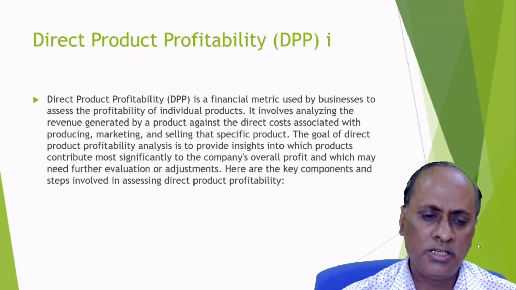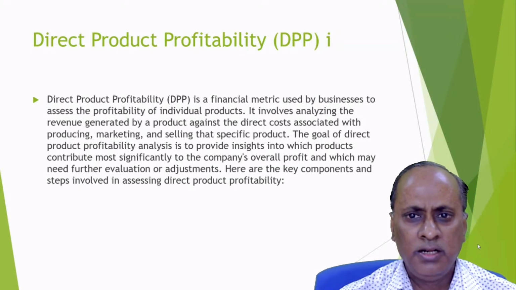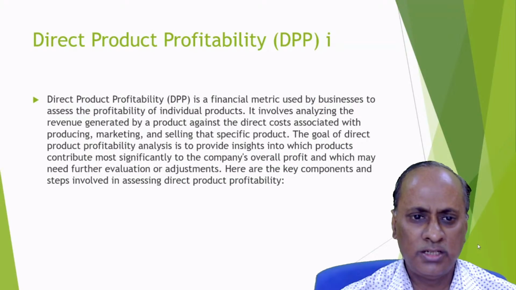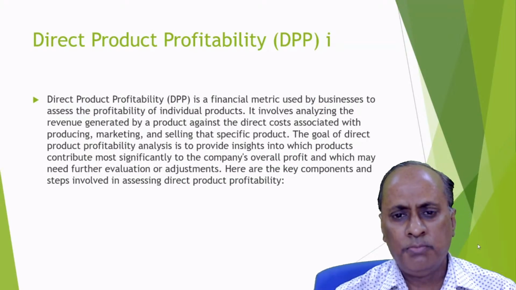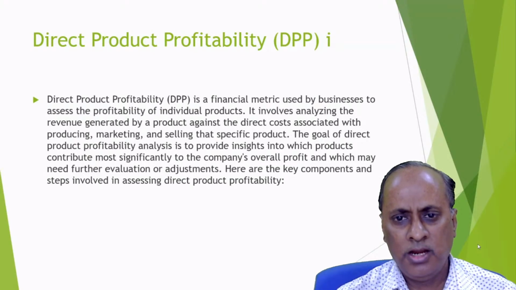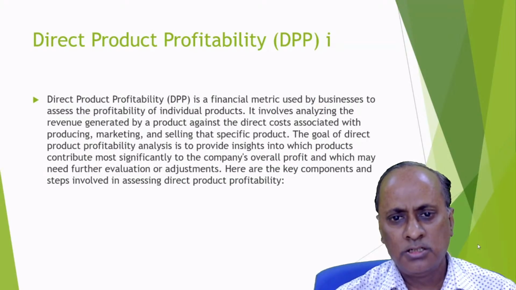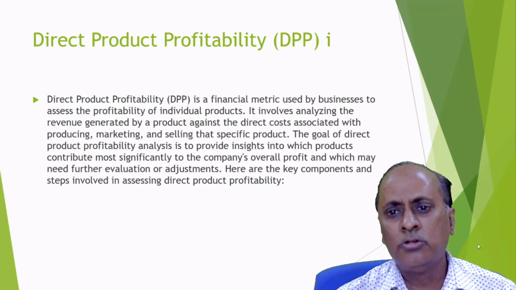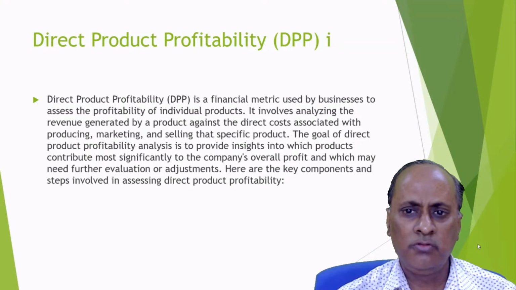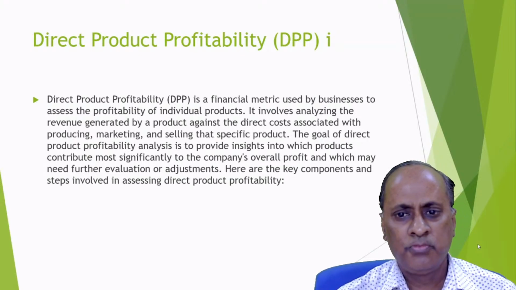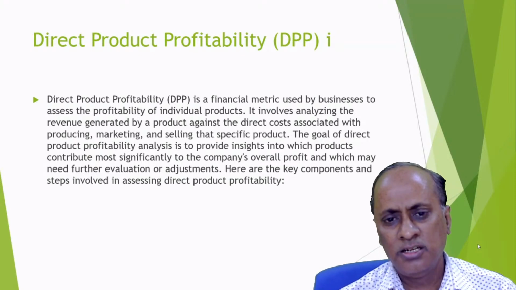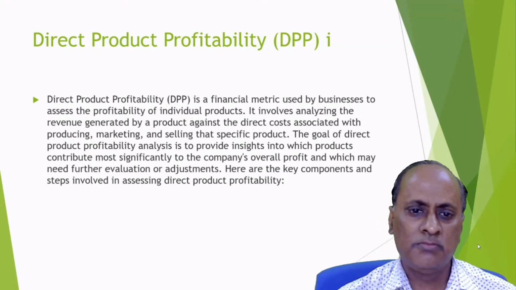Here, we also discuss the key components. So, DPP or direct product profitability is a financial metric used by businesses to assess profitability. Now, a company or a business has a lot of product mix, and some products give more revenue than others. Suppose I give an example: in Maruti, Alto was the highest sold car, or if you go to Hyundai, the Creta. So the SUVs are the highest sales vehicles compared to the other segments of cars.